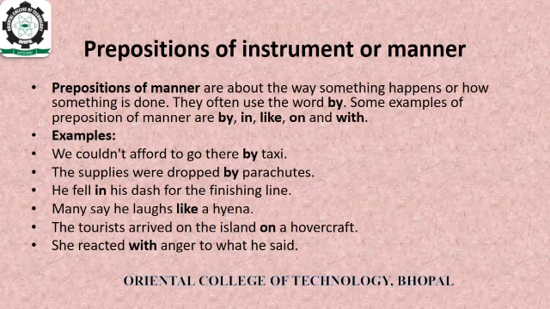Prepositions of instrument or manner. Prepositions of manner are about the way something happens or how something is done. They often use the word by. Some examples of prepositions of manner are by, in, like, on, and with.